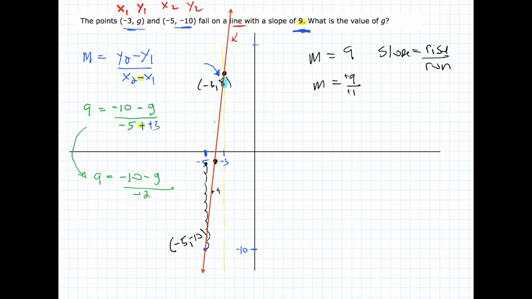All right, so we got to get rid of our denominator so we can solve this thing. So multiply both sides by negative 2 over 1. So just multiply both sides by what you have down there. So get rid of that.